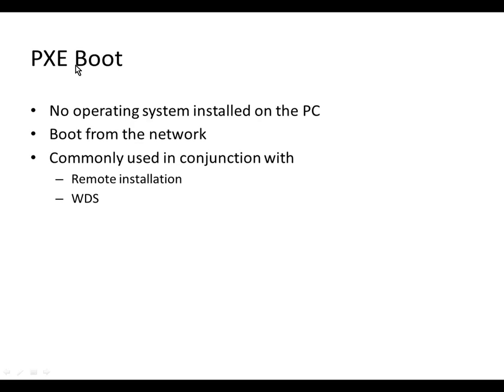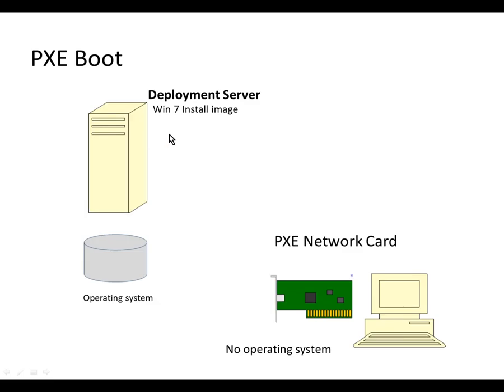Well, with a PXE boot, there is no operating system installed on the PC. With a PXE boot, you are booting from the network. And a PXE boot is commonly used in conjunction with remote installation and Windows Deployment Services. So in this example, what we have is a deployment server which has a Windows 7 operating system image on it. And then we have a PC down here that has no operating system on it, and it has a PXE pre-boot execution network interface card on it.